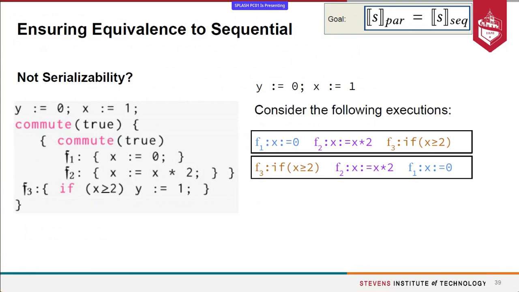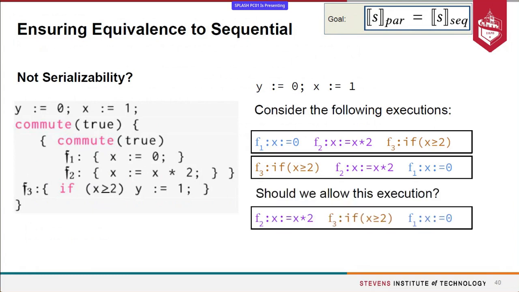But now consider this execution, where we execute F2 to double X, thus making X 2, then F3 to check if X is greater than or equal to 2. And in this case, it will follow the if condition. And we don't want this to occur because when we're reasoning about commutativity of blocks in a sequential sense, we think of each block executing to completion before the other one happens.